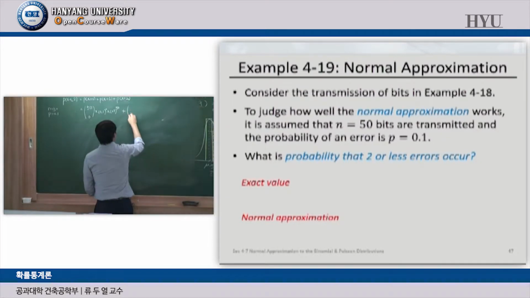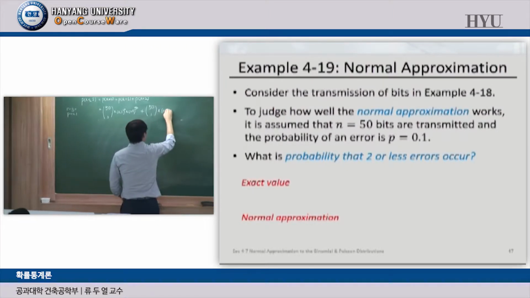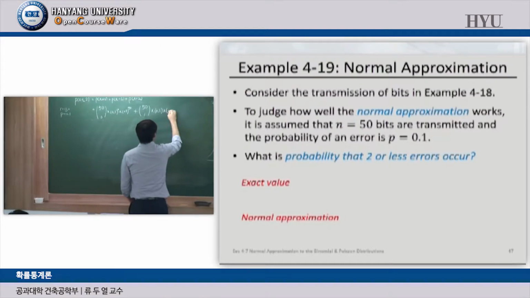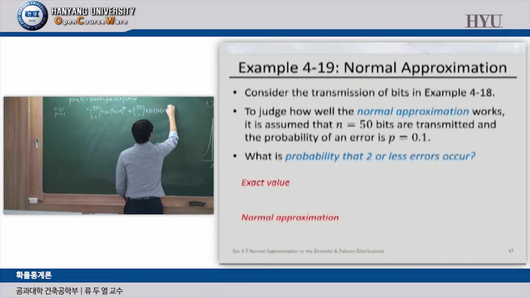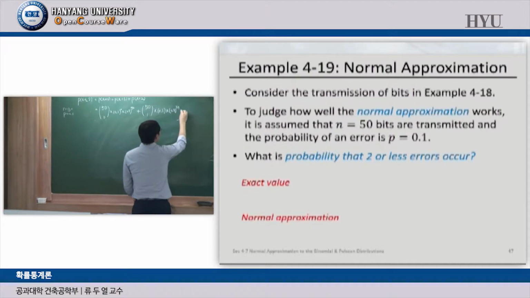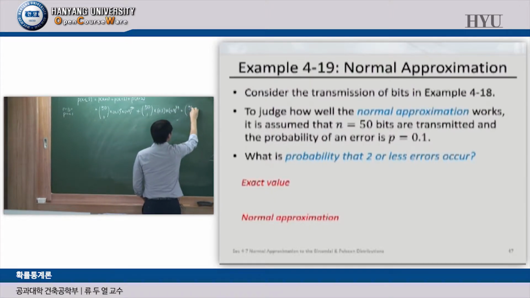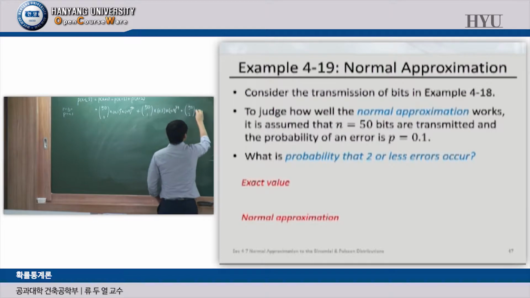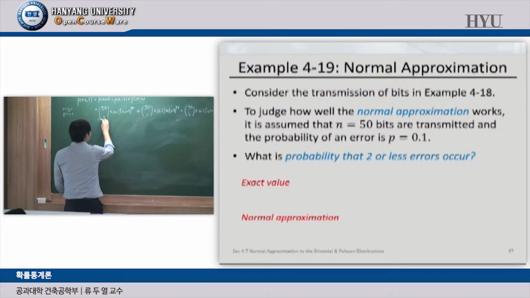And plus 50 choose 1 multiplied by 0.1 by 0.9 to 49th power, plus 50 choose 2 by 0.1 square, 0.9 to 48th power. And we are going to calculate these three equations.